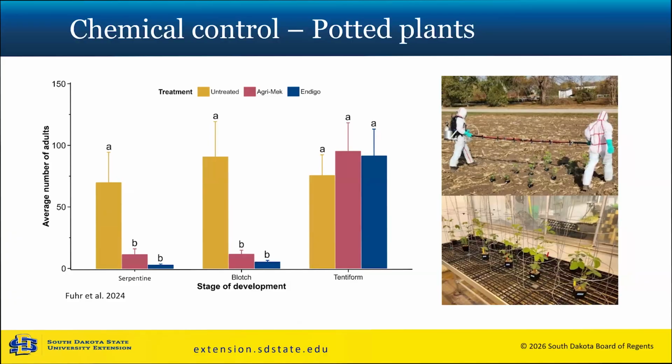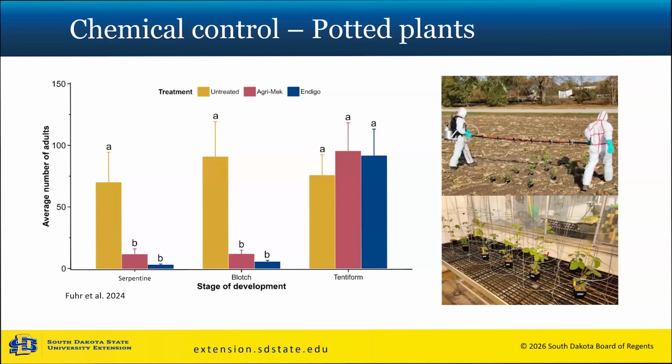Another thing Robert looked at, in 2024, is chemical management. They used pots because they looked at adults, and you can't capture them in the field, at least not easily. The takeaway is what they looked at, kind of like what we do with Dectes and gall midge, is they looked at the best time to treat this tentiform leaf miner. And in this case, they used the untreated control, your Agrimec, and your Indigo, your two insecticides.